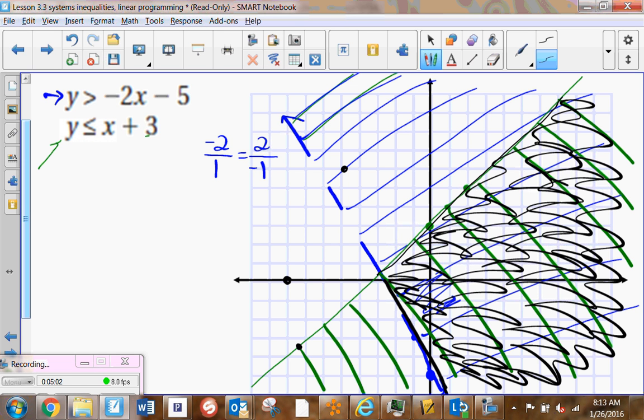No, this would make the blue one correct, but it wouldn't make this one correct. And this one would make the green one correct, but not the blue one. How about this one? Would it make either one of them correct? No, not either one. So that's the idea. I know you've seen it before, so we're going to run through this and get right to the application part.